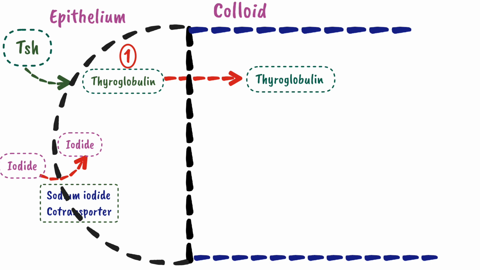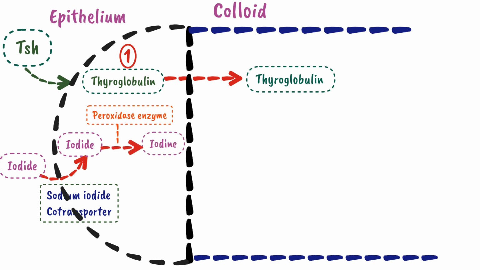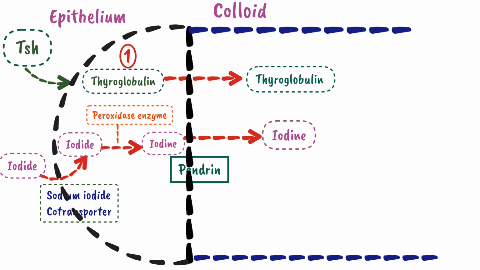After entering the follicular cell, the iodide will be converted into iodine by the peroxidase enzyme. This iodine is now a reactive form and it will undergo organification. Before organification, this iodine will get into the colloid by the pendrin. Pendrin is a channel through which the iodine will get entry into the colloid.